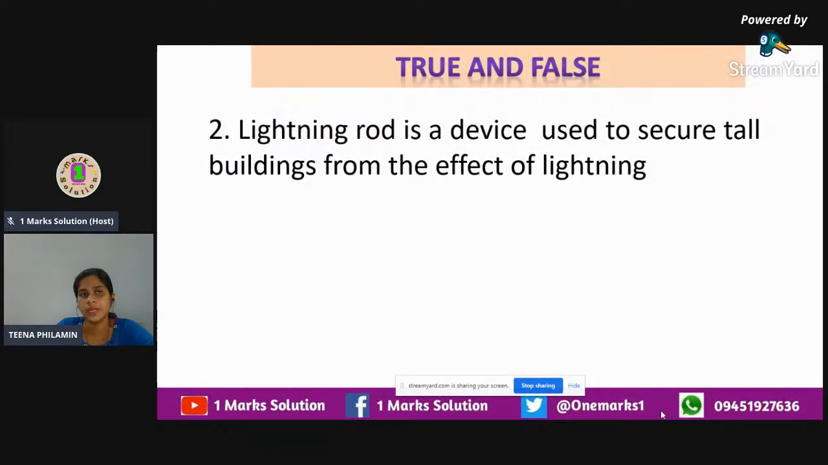Then the second one: a lightning rod is a device used to secure tall buildings from the effect of lightning. Yes, definitely. A lightning rod is a device used to secure tall buildings from the effect of lightning. So that is a true sentence.